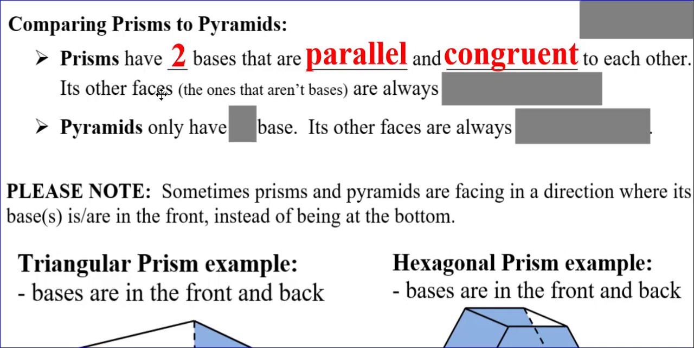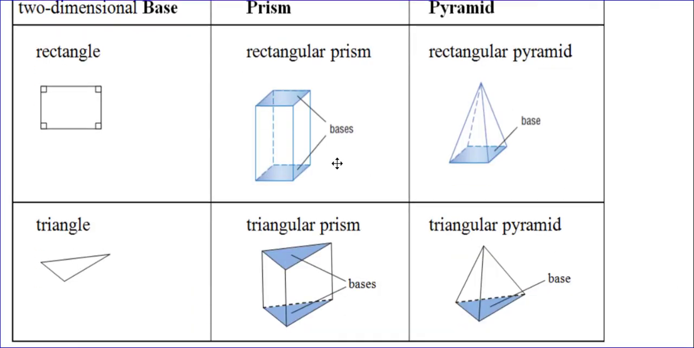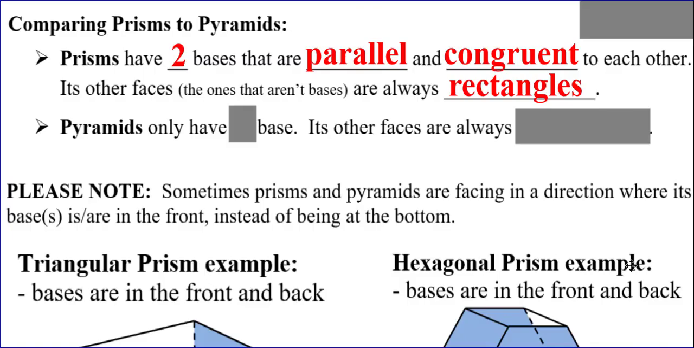Now, what about the other faces, the ones that aren't bases? What is always true about them? Well, they're always going to be rectangles. Fill in that blank. If you look back at the diagram, you'll see what I mean. Between the two rectangles that were parallel and congruent to each other, we had four rectangles that were in between for the other faces. For the triangular prism, in between the two triangular bases, we have three rectangles in between. The third one you can't really see, would be in the back, but that would be in between the two triangular bases.